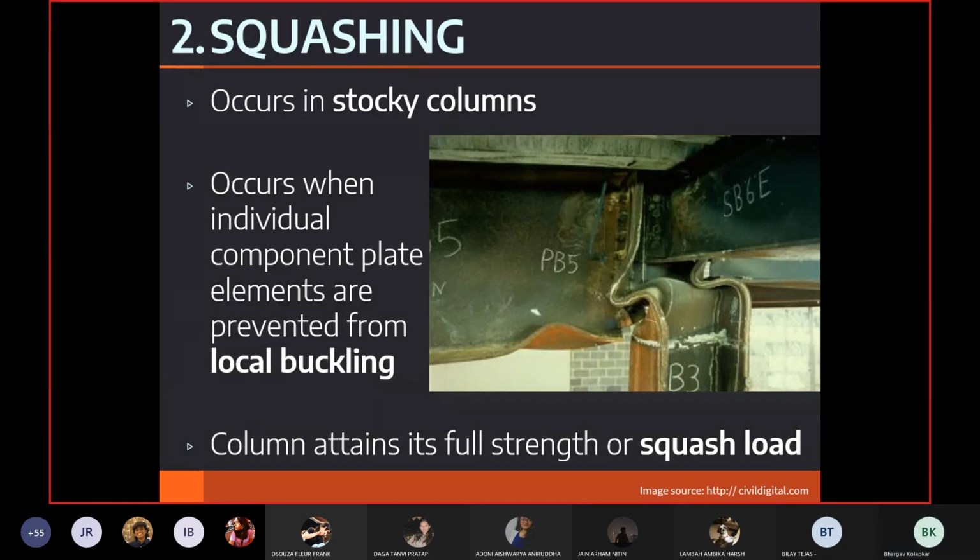So two things: there should not be any local buckling, there should not be any global buckling, and only then can the entire section reach its yield stress, and only then can the column fail by material failure, or fail by squashing. The columns which fail by such a phenomenon are called short columns or stocky columns. And the load at which this failure occurs is called the squash load.